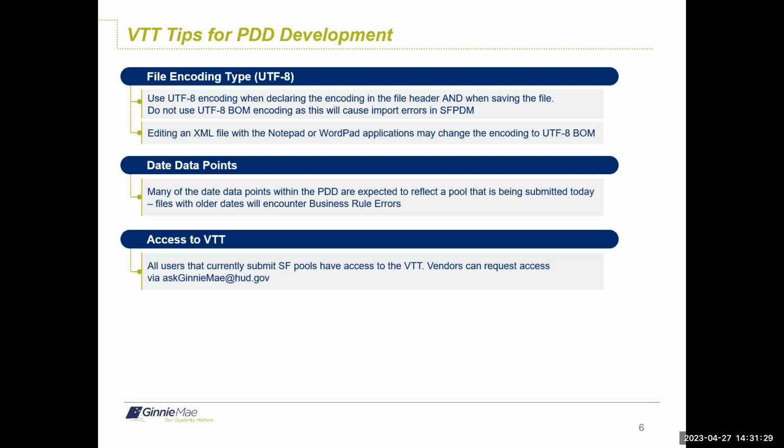Data points. So you already saw that one of our business rule errors in that example was related to the date. A lot of the data points in the PDD are treating your file as if it was being submitted today for actual pooling. And so if you're using older data or just test data or old pools in the VTT, which a lot of users tend to do, just be aware that you're going to run into some errors regarding the date. So until you submit a file that has dates that reflect information as if you're trying to submit it for pooling that day, you might run into some errors there. So that always needs to be up to date.